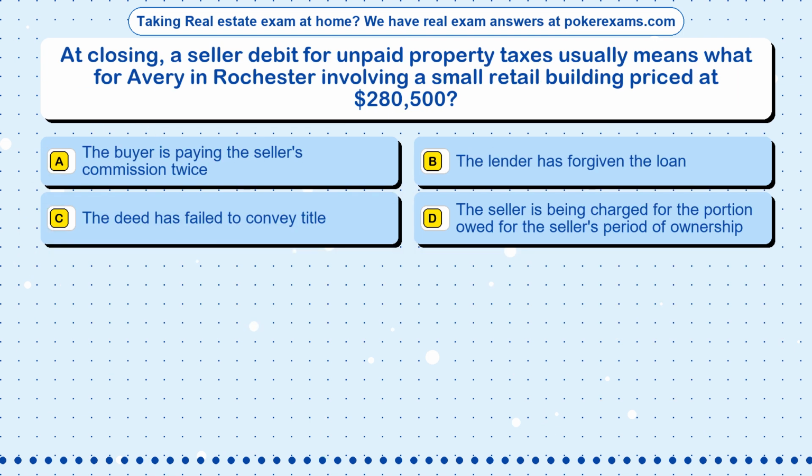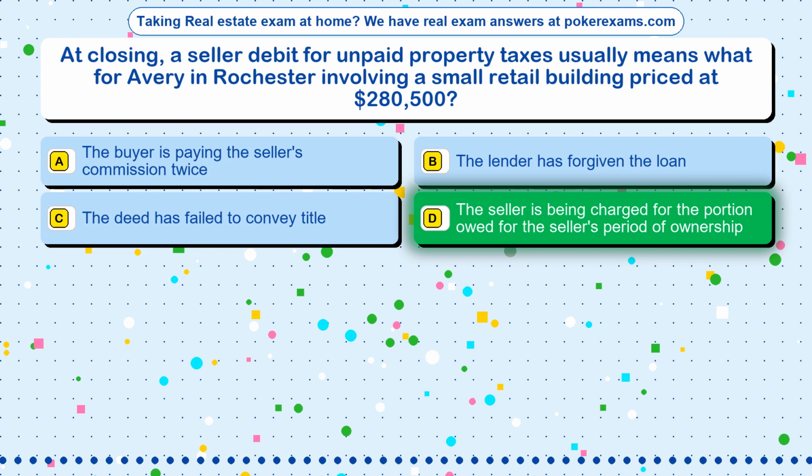Question 40. At closing, a seller debit for unpaid property taxes usually means what for Avery in Rochester involving a small retail building priced at $280,500? Option A. The buyer is paying the seller's commission twice. Option B. The lender has forgiven the loan. Option C. The deed has failed to convey title. Option D. The seller is being charged for the portion owed for the seller's period of ownership.